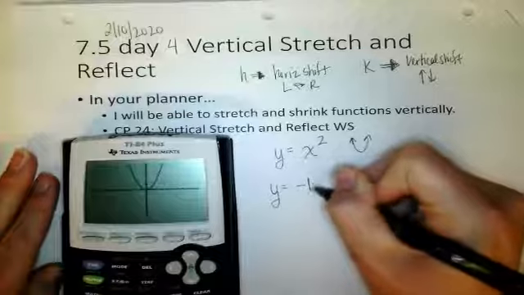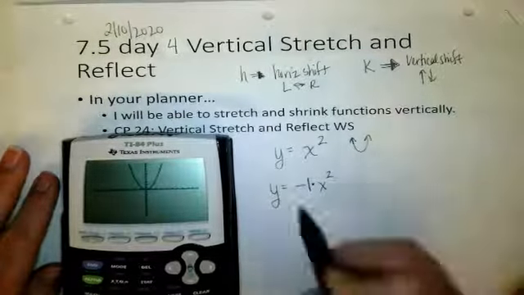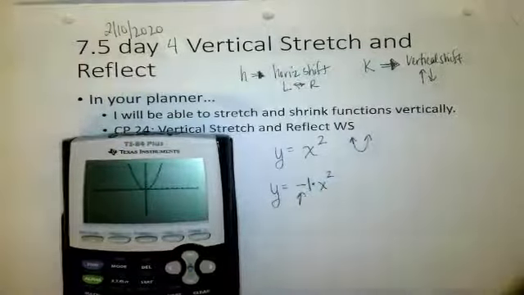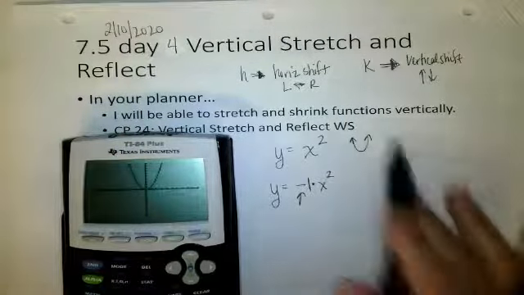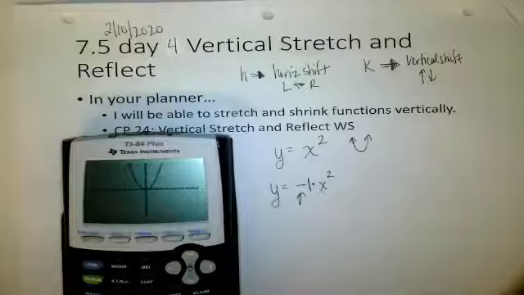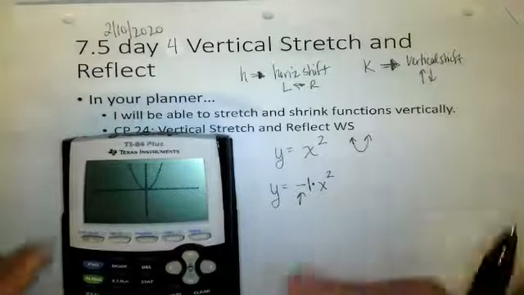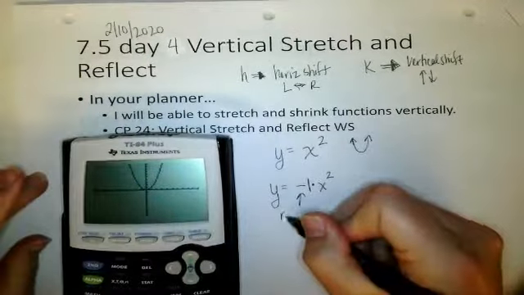So today, what happens if I have a negative? And you can think about it like negative 1 times x squared. So here we have this negative out in front of the function. What do you think is going to happen to our graph? It's going to point down. Yeah, it's going to flip. This is what I call a reflection.